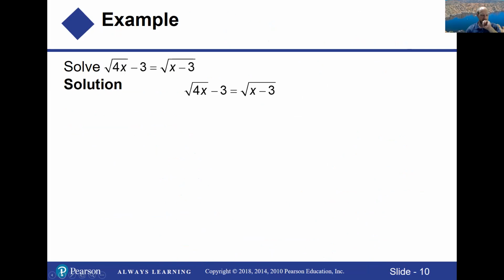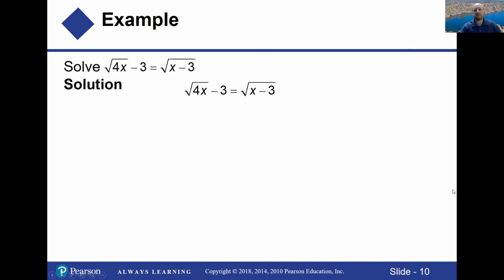All right, let's do another example. Okay, and this one just has a little bit more work involved. But we look at this and we have the square root of 4x minus 3 equals the square root of x minus 3.